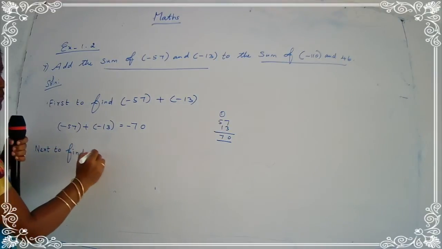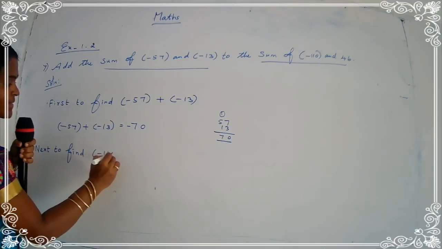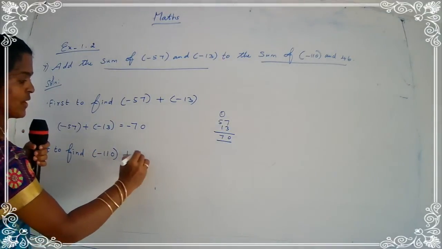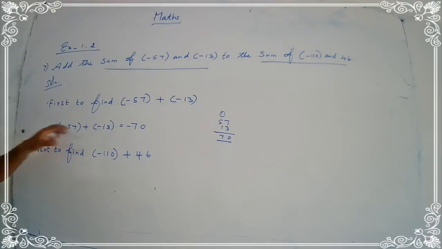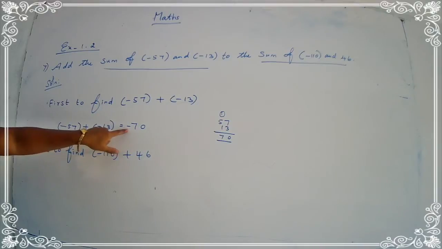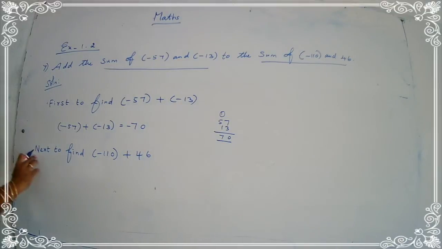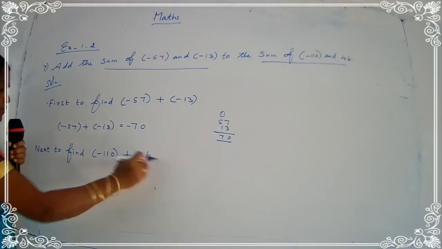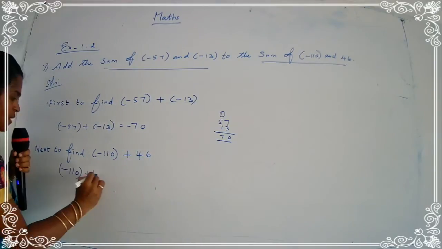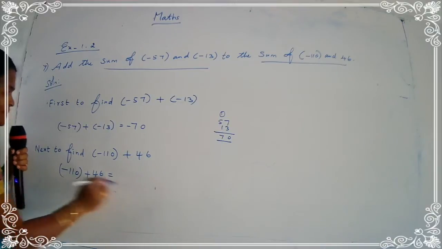Okay, next to find, what is the value of minus 110 plus 46? First, to find the sum of minus 57 and minus 13, the value is minus 70. So next one is to find the value of the sum of minus 110 and 46. That's why next to find minus 110 plus 46. Okay, so minus 110 plus 46.